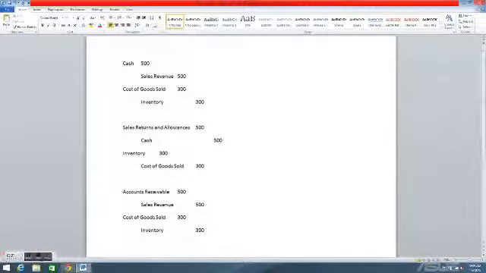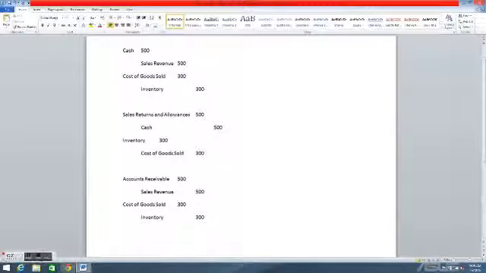Now the last journal entry I'd like to show here is if there was a sales discount. Say a good was sold on account and there's a discount for paying off that account receivable in a certain amount of time. And say it's a 10% discount here for the customer. So what we would do here is if the account was paid off for the good by the customer, and there was a 10% discount for paying it by a certain time, and the customer did that, so they get a 10% discount on the good.